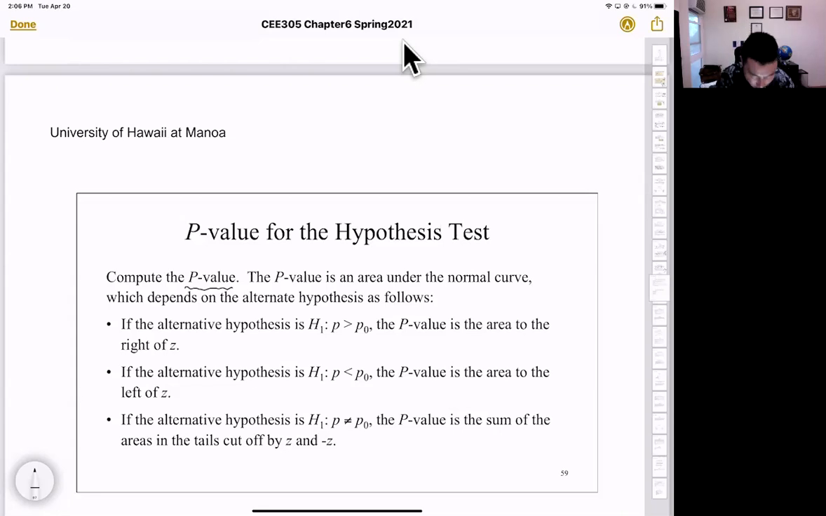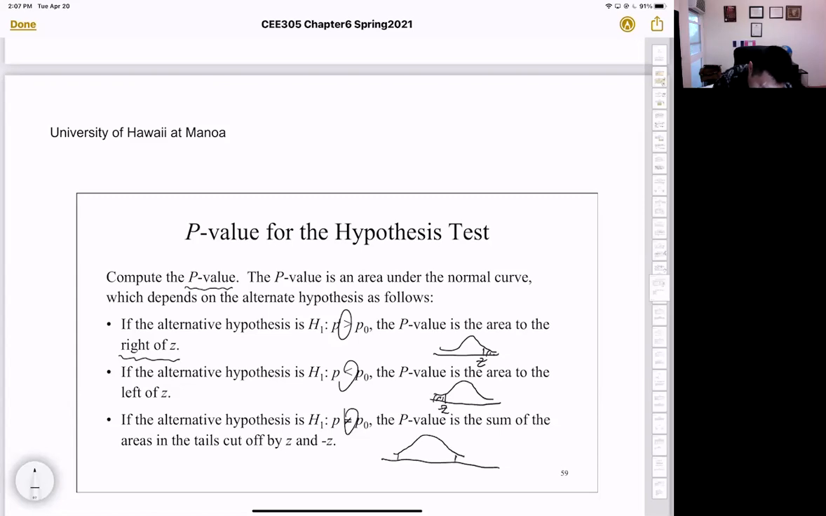Then it depends on how H1 is set up. If H1 is set up as P larger than P0, then the p-value is the area to the right of Z. If H1 is set up as P less than P0, the p-value is the area to the left of Z. And if P not equal to P0, then it will be the sum of the two tails on the left and on the right, the sum of the areas in the two tails cut off by Z and minus Z.